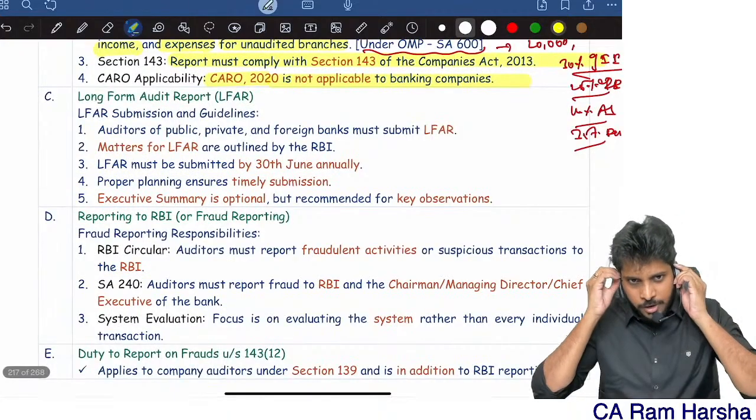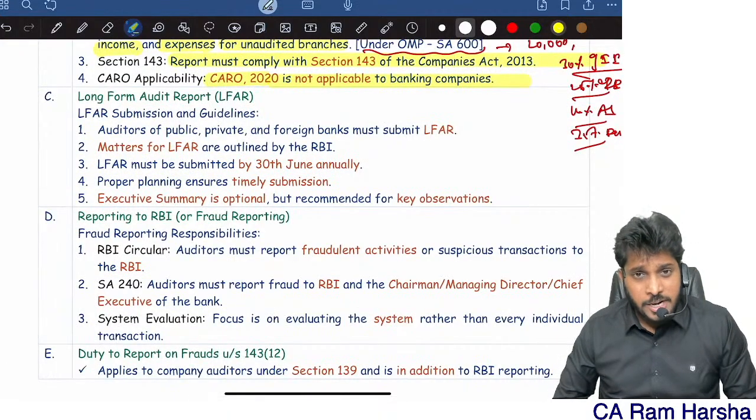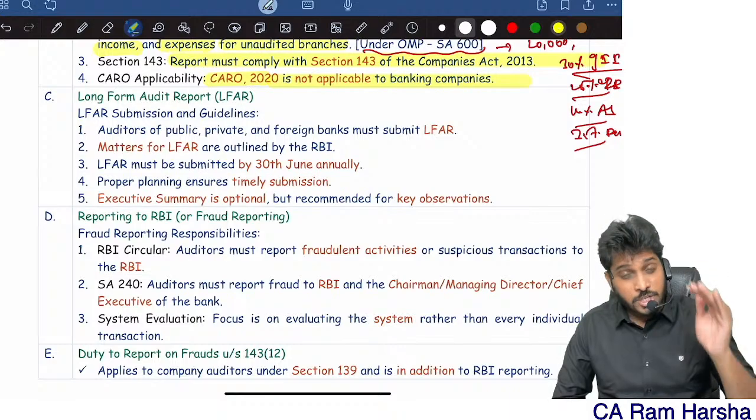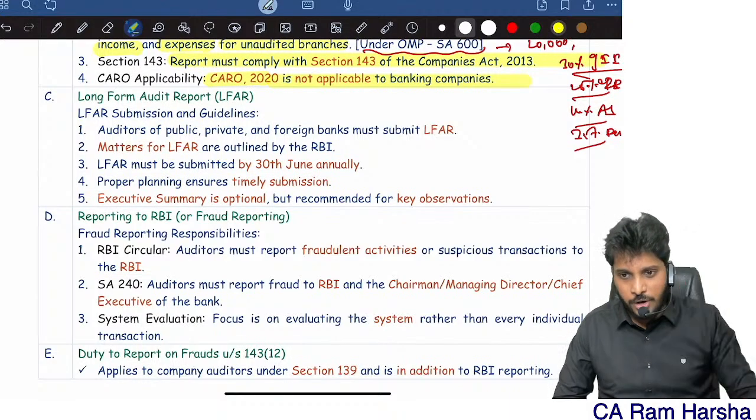Long form audit report. Further, for banks, the auditor shall give, in addition to a normal audit report, something called a long form audit report.